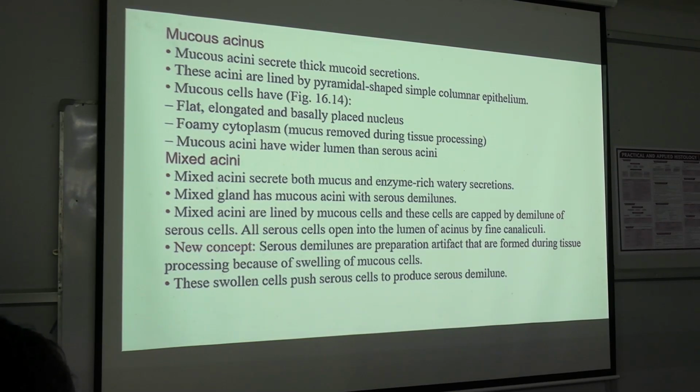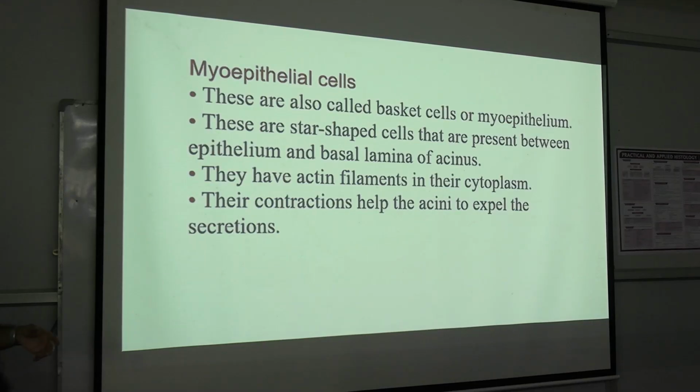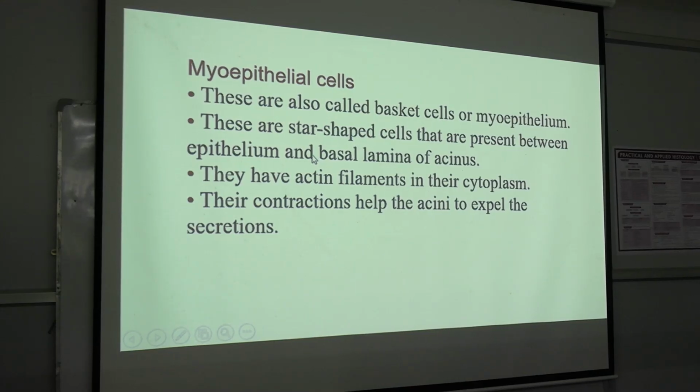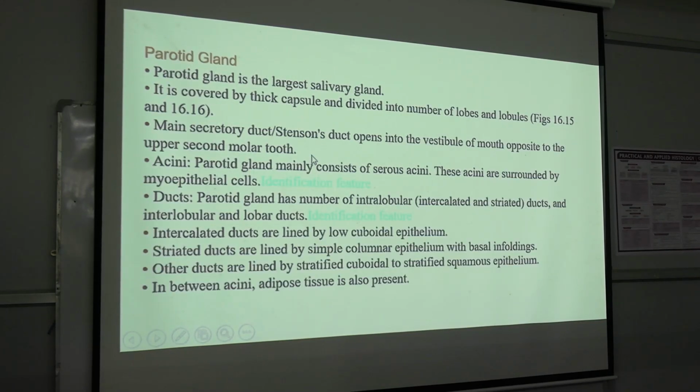Apart from that, we have some other cells present here. We call them myoepithelial cells. These are modified cells with a contractile power, which can squeeze fluid out of the acini. They pump out the fluids present within the duct. So, these cells are present between the ducts and the glands.